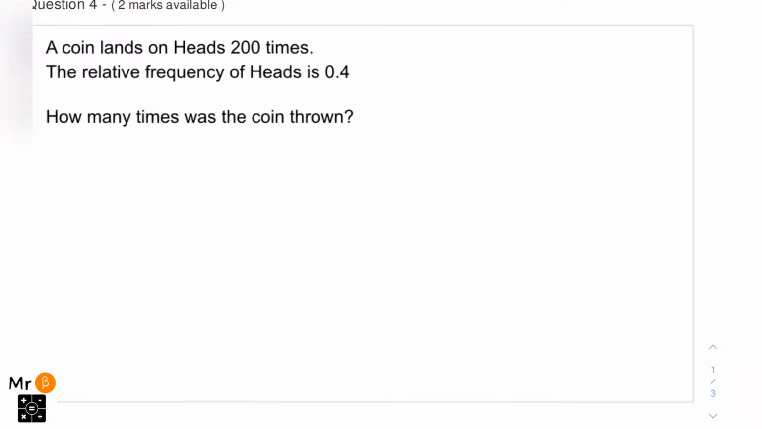Our fourth question. So here it tells us that the coin lands on a head 200 times and that the relative frequency of that head is 0.4. So we're going to look at this using a bit of a ratio. We know that the relative frequency 0.4 is equivalent to this 200 times. We want to get to the probability of 1 because that's going to tell us how many times the coin was thrown. Now there's a few different ways of doing it.